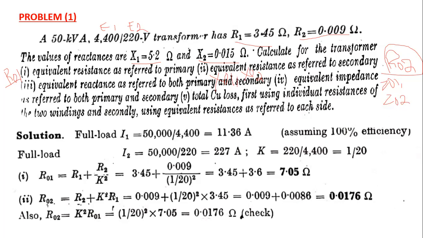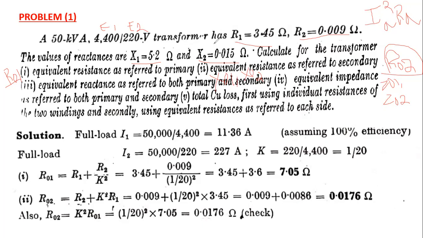Next we calculate the total copper losses. What is the formula for copper losses? That is I squared R, I² R. We calculate the I² R value, first using the resistance of the two windings, and secondly using the reactance referred to both sides. Understand?